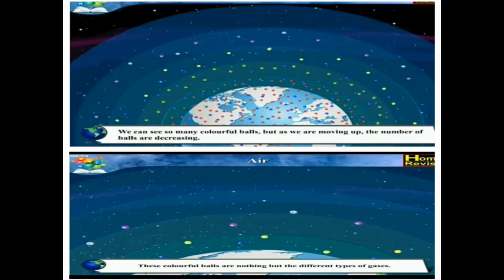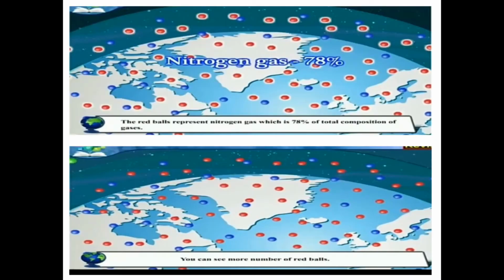Students, in this slide, we can see so many colorful balls. But as we are moving up, the number of balls is decreasing. These colorful balls are nothing but the different types of gases. In this slide, you can see more red balls, which are present in the troposphere. These red balls represent nitrogen gas, which is 78% of the total composition of gases.